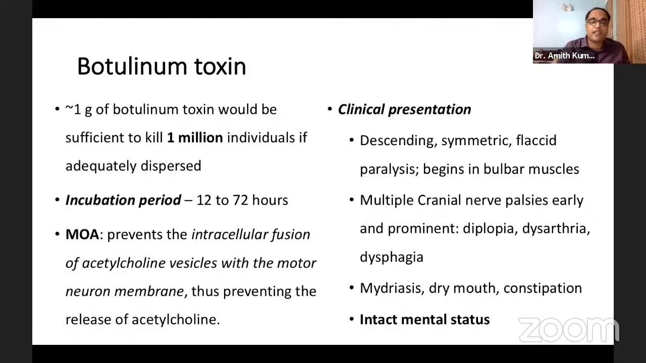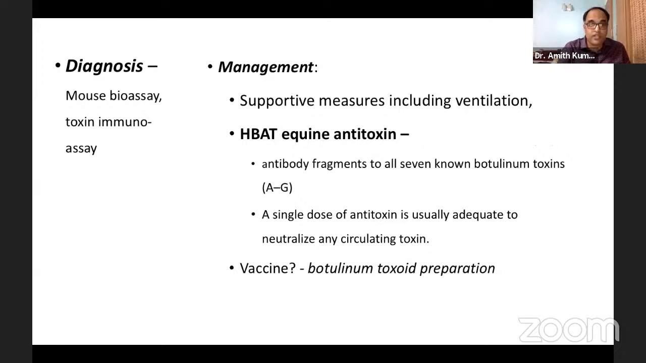So diagnosis is basically by using a mouse bioassay or a toxin immunoassay, and the management is usually supportive, and it includes mechanical ventilation. Then we have an equine antitoxin, that is HBAT. It has antibody fragments to all 7 known botulinum toxins. A single dose of antitoxin is usually adequate to neutralize any circulating toxin, and a repeat dose can be considered in case there is a chronic sustained exposure. Now, vaccine, yes, there are botulinum toxoid preparations, but they are not commonly available for general use.